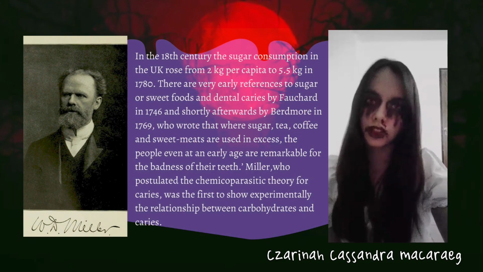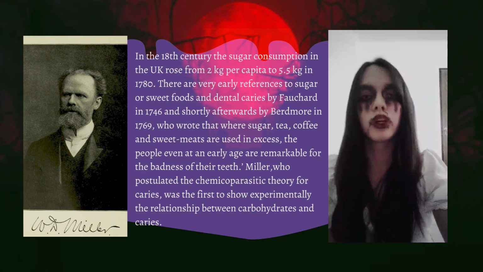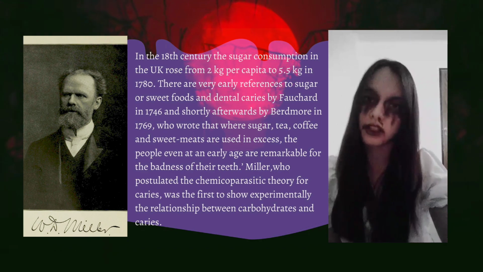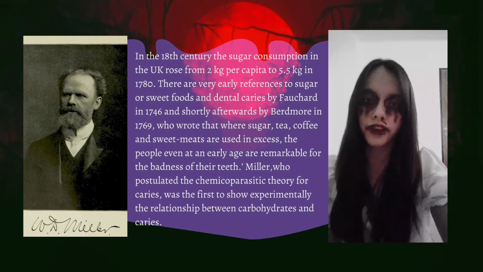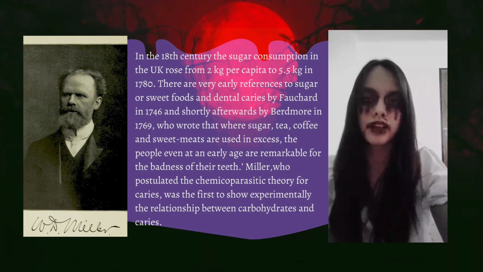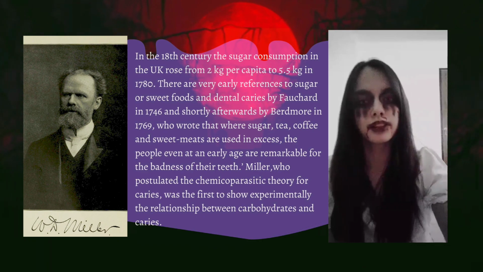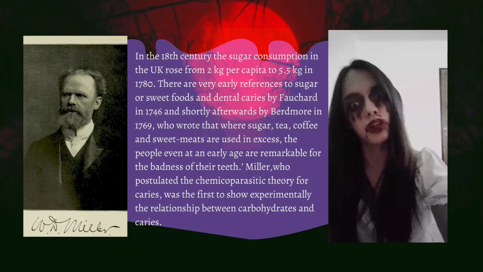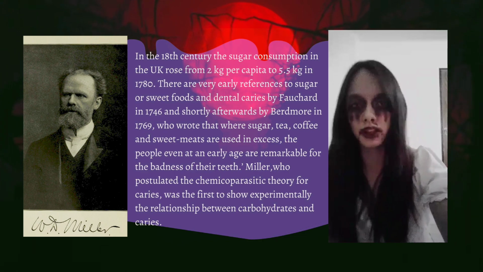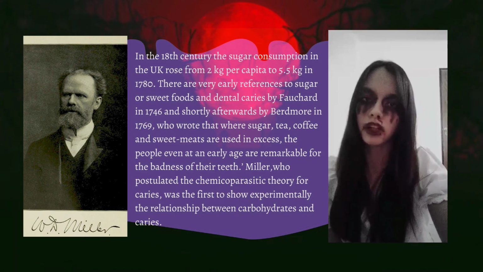In the 18th century, the sugar consumption in the United Kingdom rose from 2 kg per capita to 5.5 kg in 1780. There are very early references to sugar or sweet foods and dental caries by Forsyth in 1746, and shortly afterwards by Birdmore in 1769, who wrote that where sugar, tea, coffee, and sweetmeats are used in excess, the people even at an early age are remarkable for the badness of their teeth.